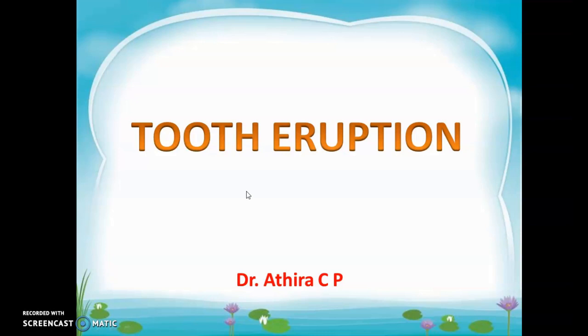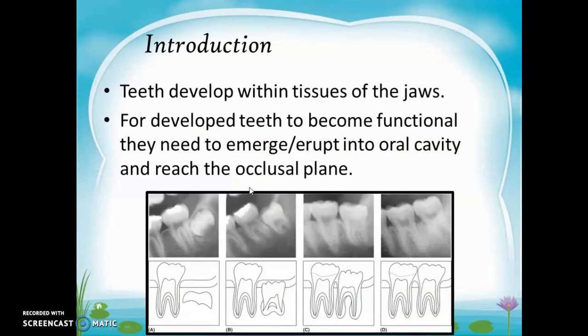Today's topic is tooth eruption. As you all know, teeth develop within the tissues of jaws. For developed teeth to become functional, they need to emerge or erupt into the oral cavity and reach the occlusal plane. As you can see in this image, there is a developing tooth germ in the jaw.